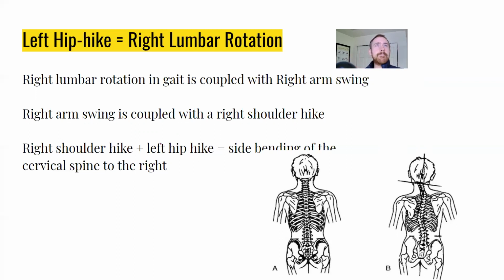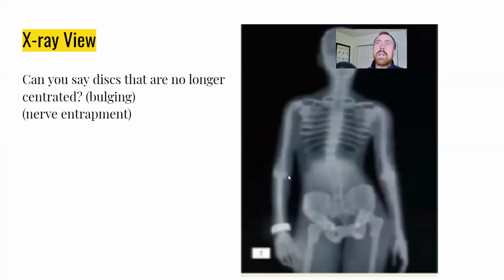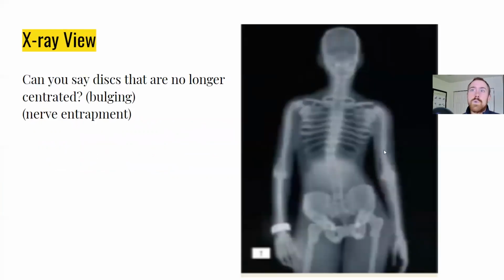So when that left hip hikes, you get right lumbar rotation, okay? Right lumbar rotation is coupled with the right arm coming forward, okay? The right arm coming forward is coupled with a little bit of elevation of that shoulder, okay? That elevation and that opposite hip hike equals side bending of the cervical spine to the right. So when your left leg comes forward in gait, that hip hikes up, the right arm swings through, and the head counter rotates into the arm swing as it comes across. All right, so that's what you're seeing here. And next slide, we're going to actually see an x-ray of that. So this woman is walking.